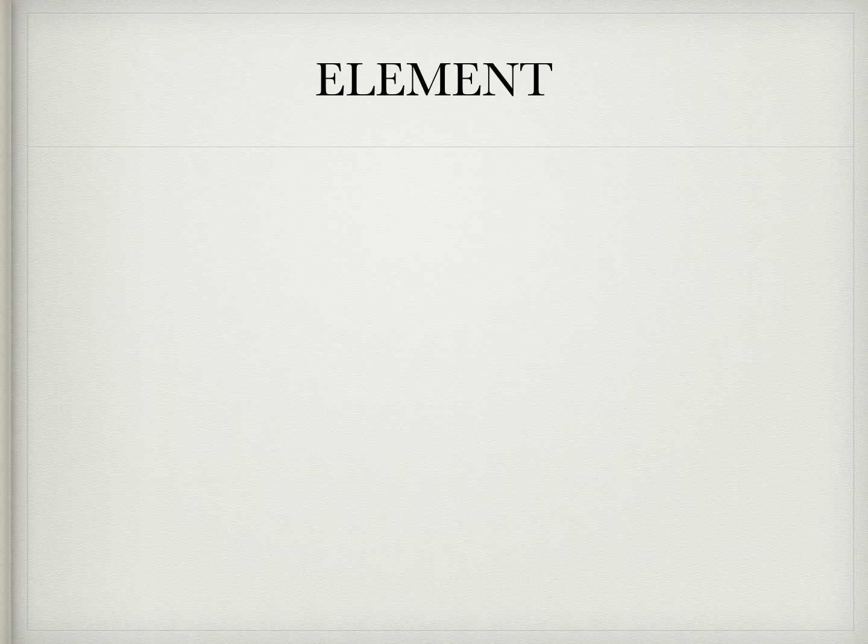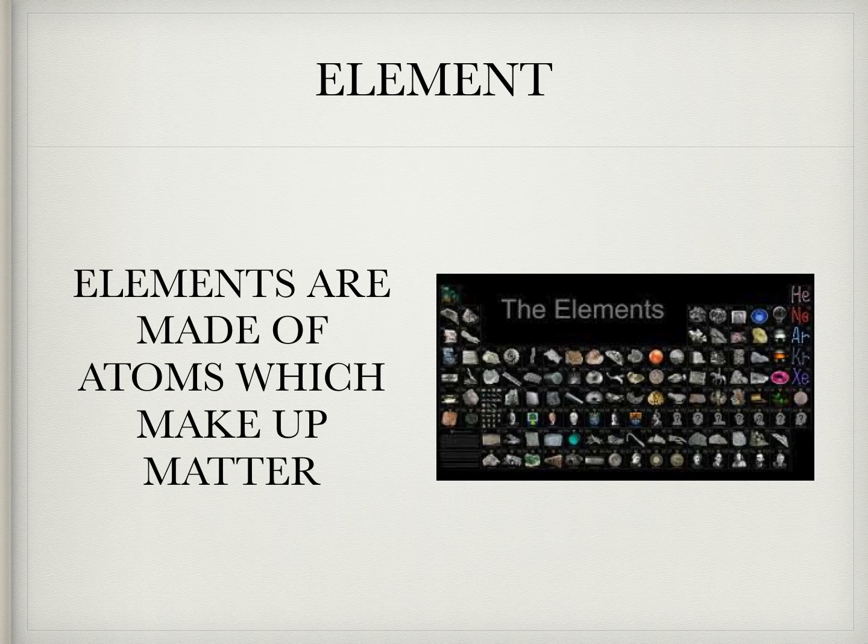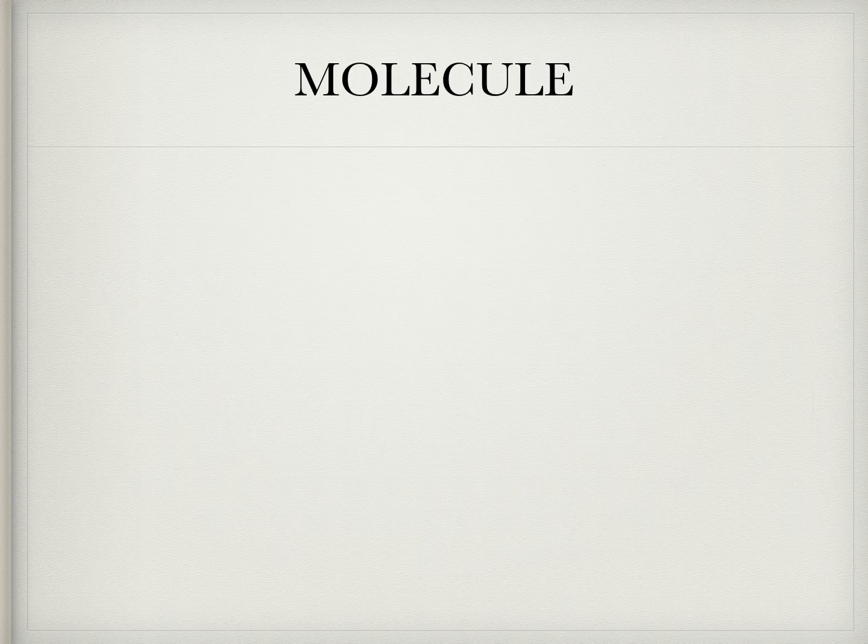And then you've heard about the periodic table of elements. It looks like this. That's a fancier one, but you have the periodic table of elements in your agenda. Elements are made of atoms, and these elements make up matter. So if you started to see a connection with these words, atoms make elements, and then elements will make the next vocab word, which is molecule.